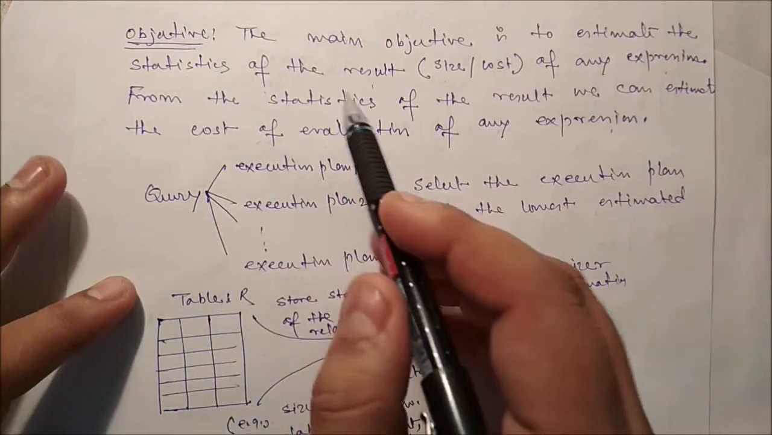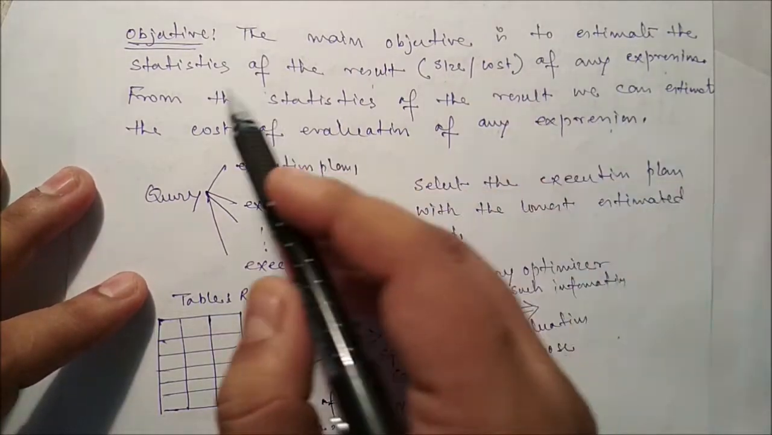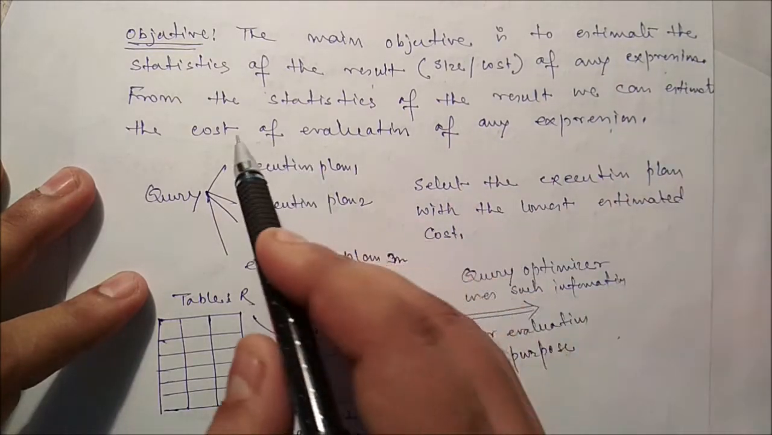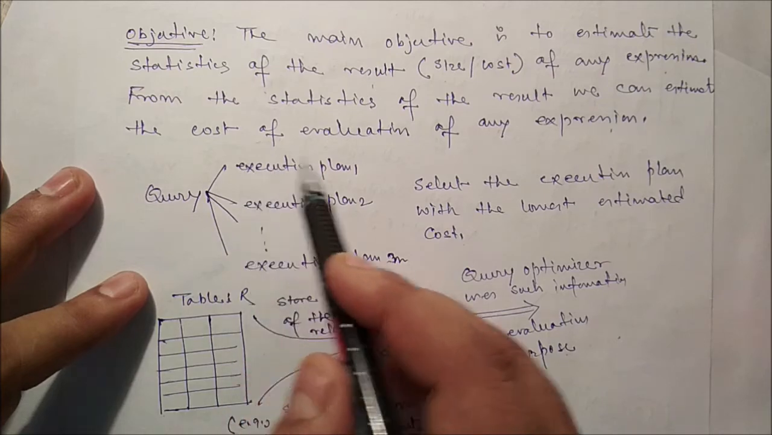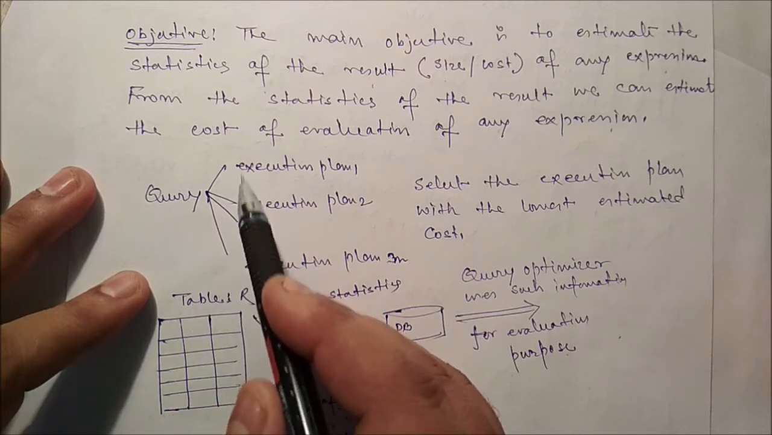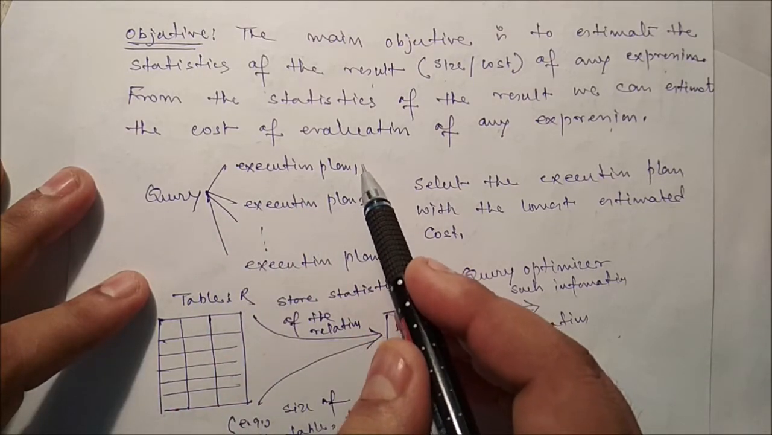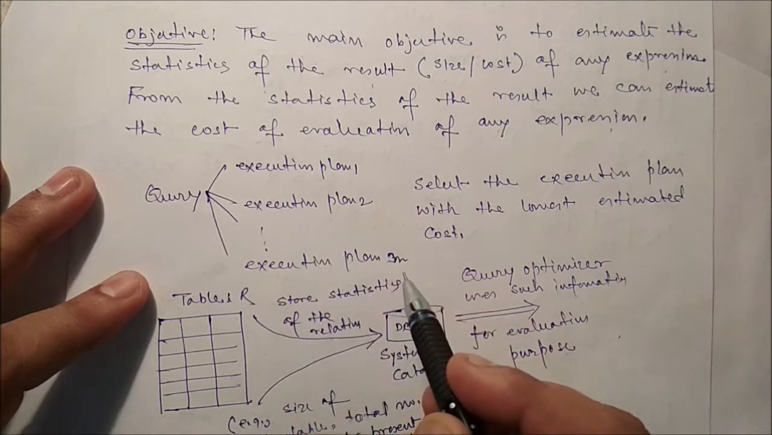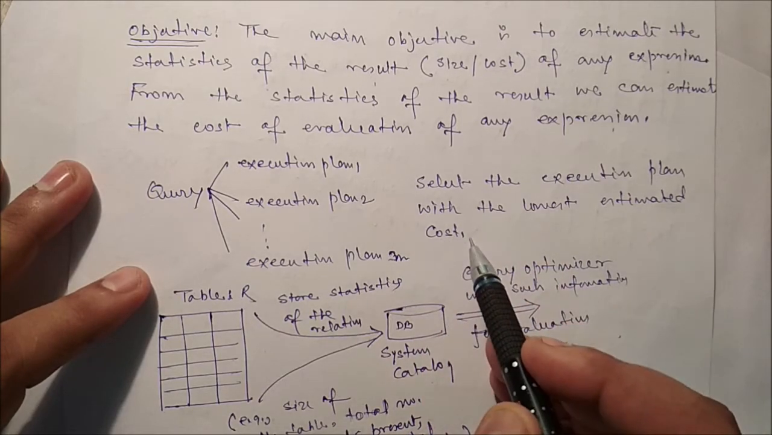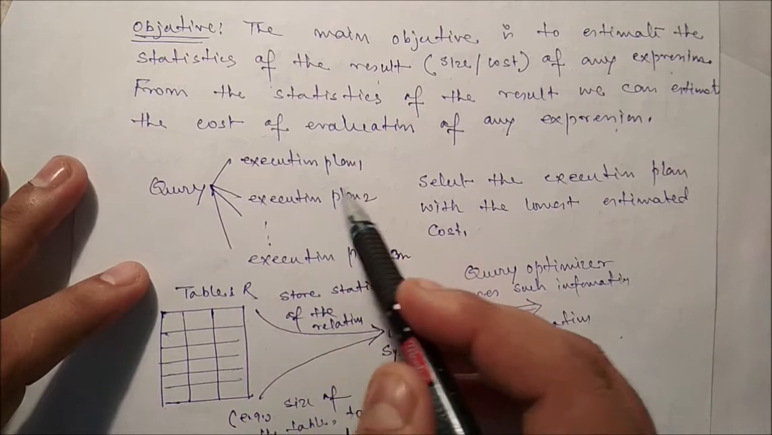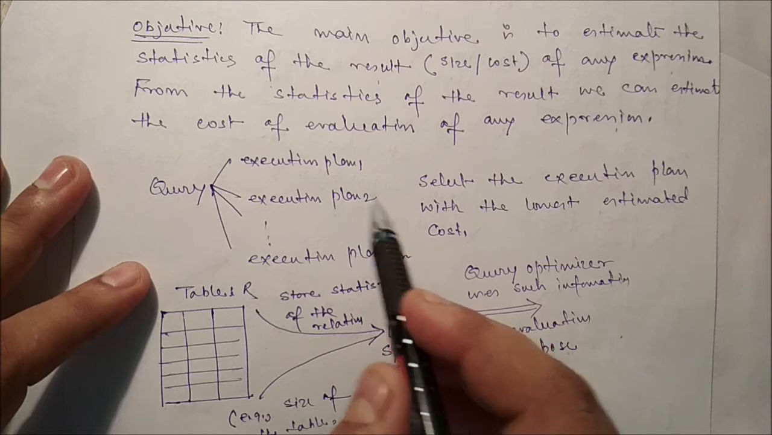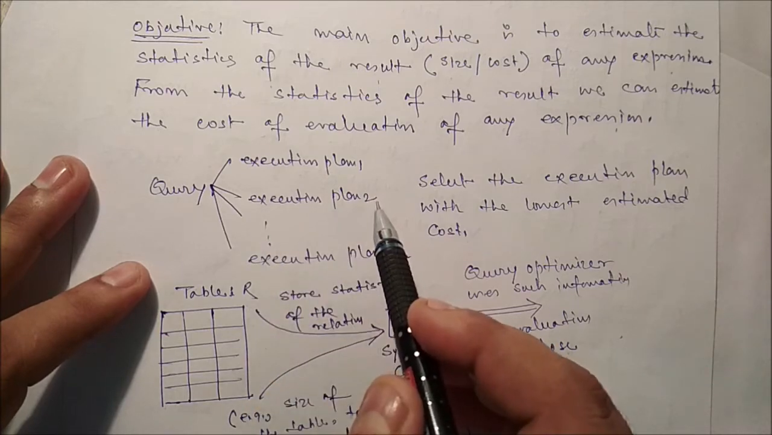Okay. Objective. The main objective is to estimate the statistics of the result, the size or cost of any expression. And from the statistics of the result, we can estimate the cost of evaluation of any expression. Now suppose one query is there. There may be several execution plans: execution plan 1, execution plan 2, up to n execution plans. Now select the execution plan with the lowest estimated cost. So we have to estimate the cost of each execution plan, and select the minimum cost execution plan to execute the query.